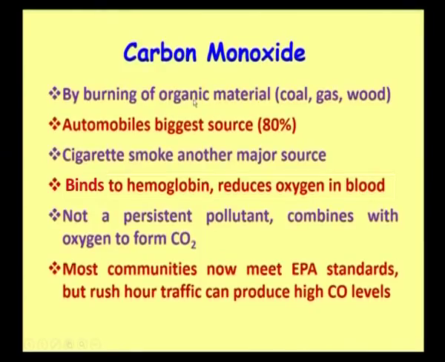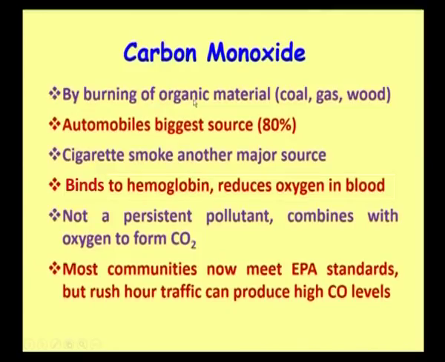And carbon monoxide, what are the various forms that it is generated by? Burning of organic material, coal, gas or wood. Automobiles, most of the carbon monoxide is produced from automobiles. So, when the fuel is combusted in the internal combustion engines, it first produces the carbon monoxide, and when the carbon monoxide reacts with oxygen, immediately it produces the carbon dioxide.